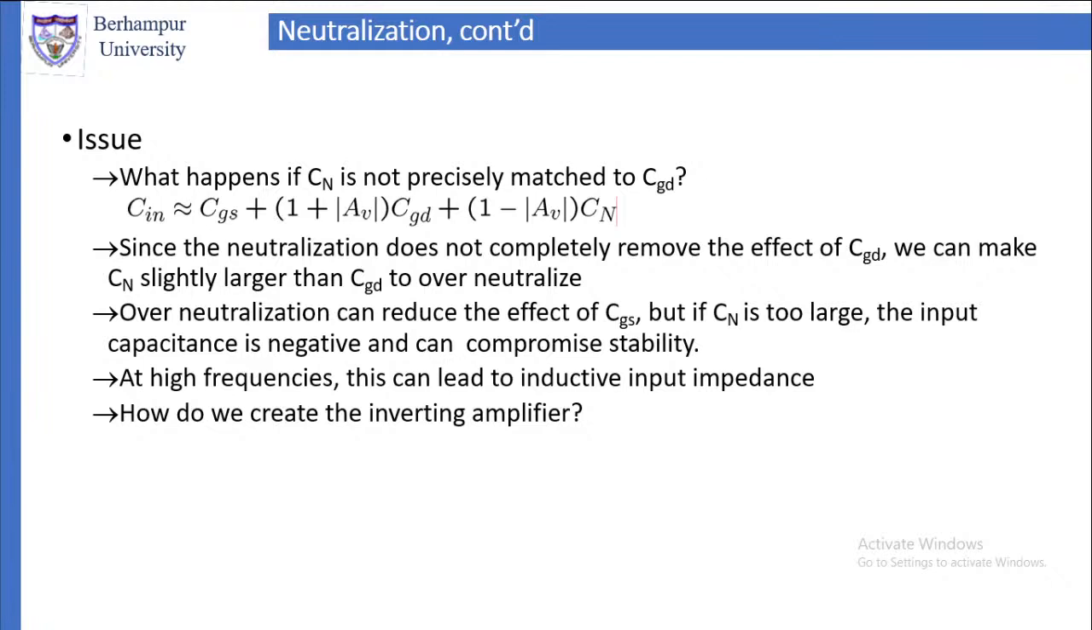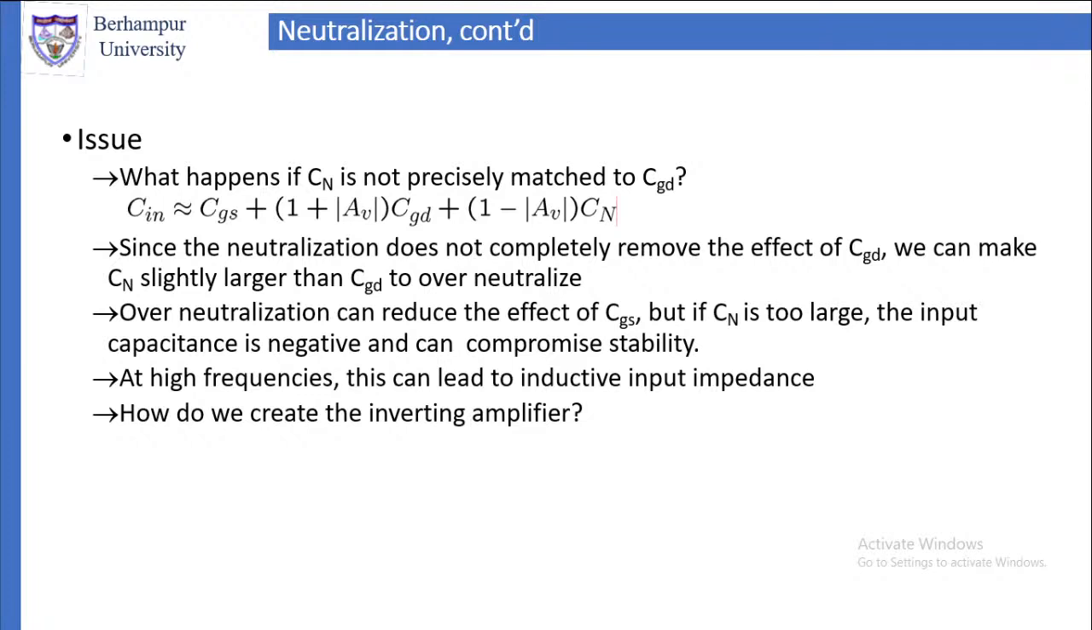But if Cn is too large, the input capacitance is negative because of the minus AV. If Cn is very large compared to CGD, it will be negative and it will be very difficult to stabilize. Why? What will happen if it is too large? If it becomes negative at high frequency, negative capacitance means it is an inductance. So it will lead to inductive input impedance. Instead of capacitive, it will become inductive.